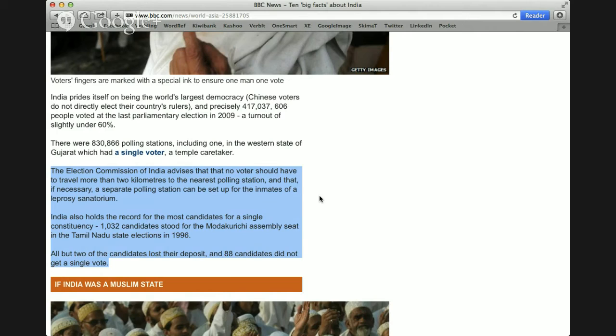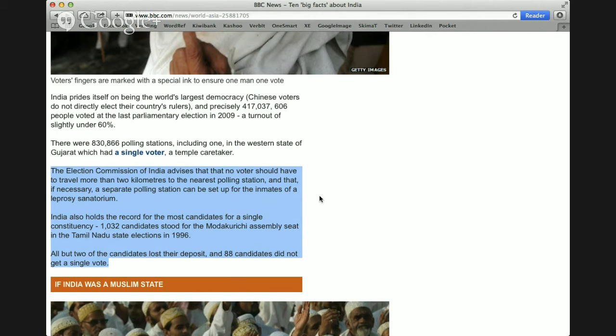1,032 candidates stood for the Modakurichi Assembly seat in the Tamil Nadu state elections in 1996. All but two of the candidates lost their deposit, and 88 candidates did not get a single vote.